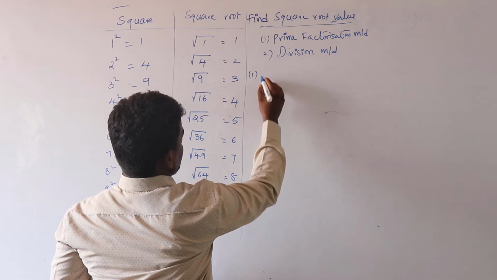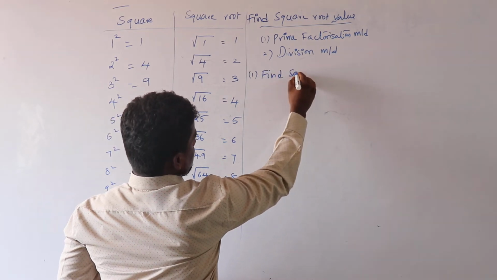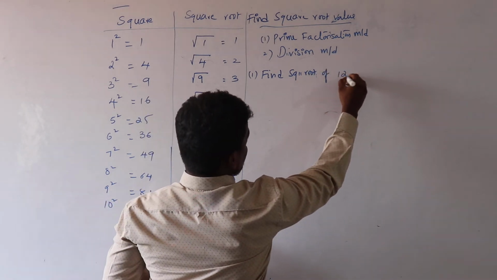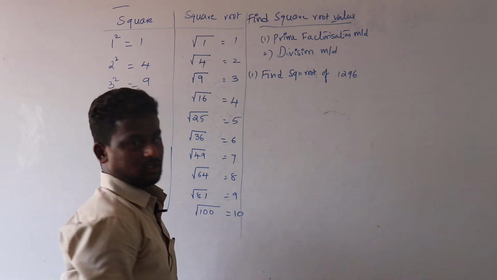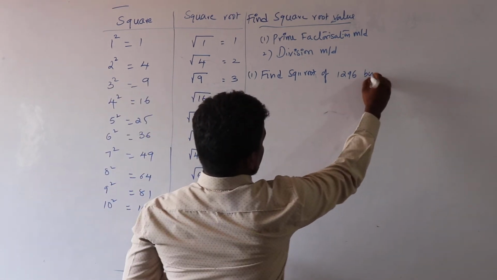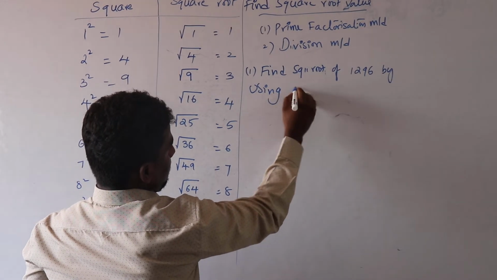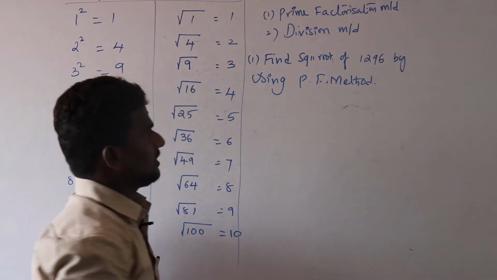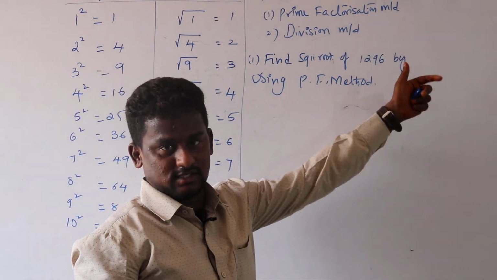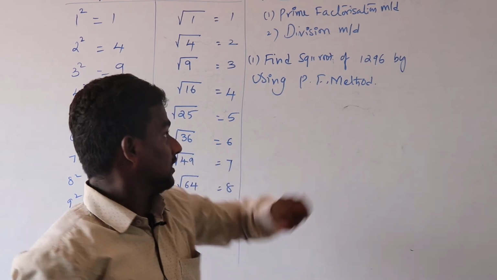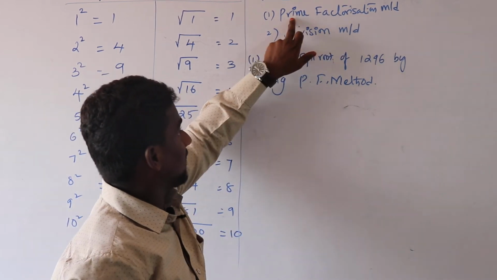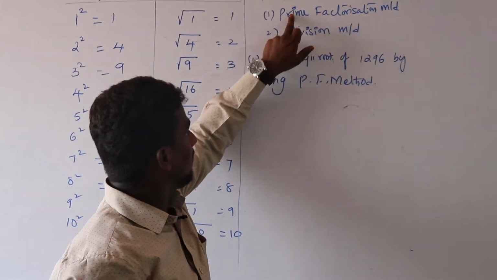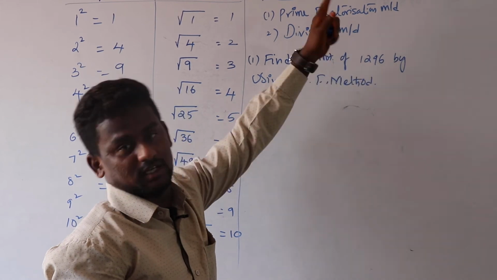So the question is given like this: find the square root of 1296 by using the prime factorization method. The name itself says prime factors. It means the given number we have to divide only with prime numbers. Those should be the factors of that number.